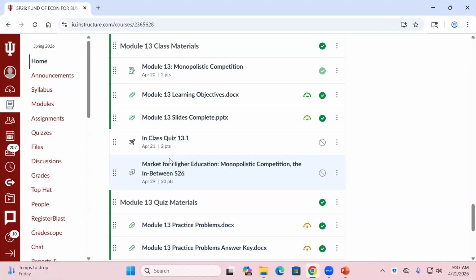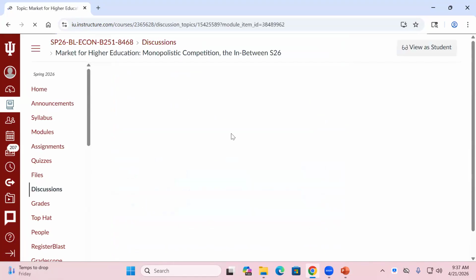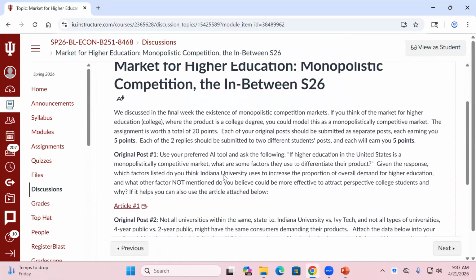So this final Canvas discussion is going to look very similar. After what we talked about today, you can likely get through a good portion of this. You may want to wait until after Thursday's class, when we have a more thorough description of what we call monopolistic competitive markets. This might be a little easier to tackle and get done. So on this one, you've got 1 original post where you post this article and the prompt that I gave you to put into a generative AI tool.